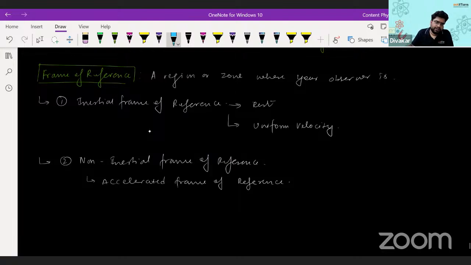But I can surely say at this point that these are the frame of references where Newton's laws fail. And that is why you need to introduce a concept of pseudo force. So more about this we'll discuss when we'll discuss laws of motion. So what we have understood till now, it's not only about changing position, it's also about your observer and where your observer is.